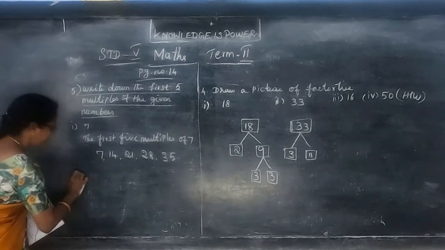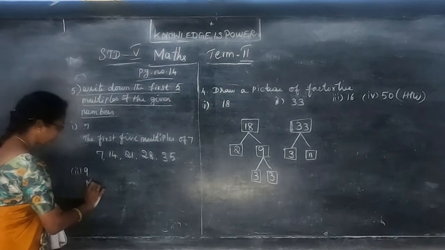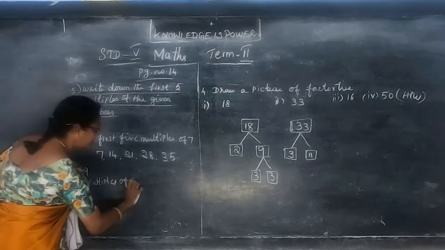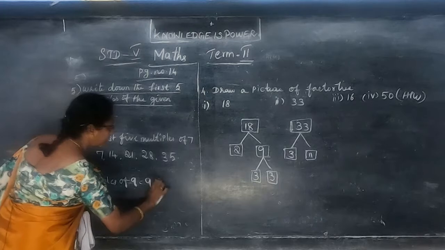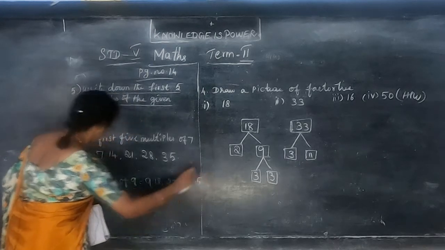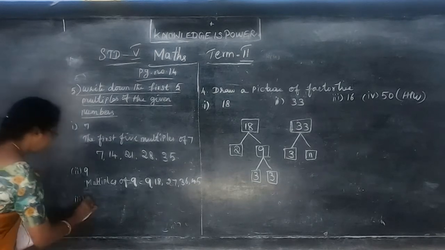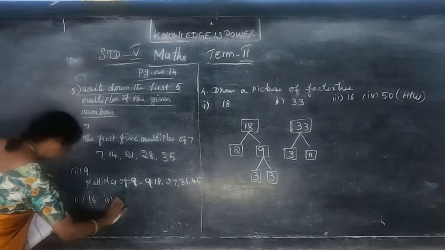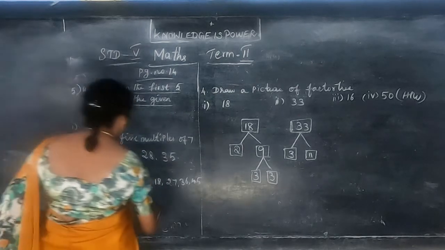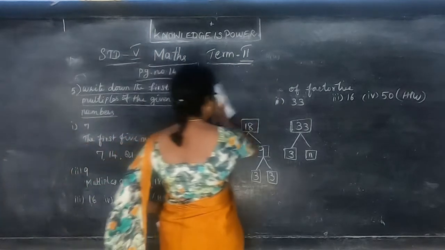Then the second sum, they are given 9. So multiples of 9. The first 5 multiples na 9 fives are 45 varike eduna porum. So that is 9 ones are 9, 9 twos are 18, 9 threes are 27, 9 fours are 36, 9 fives are 45. Okay. Then third sum 16 and fourth sum is 11 and fifth sum is 21. So this is the homework. Okay. And now the next one.